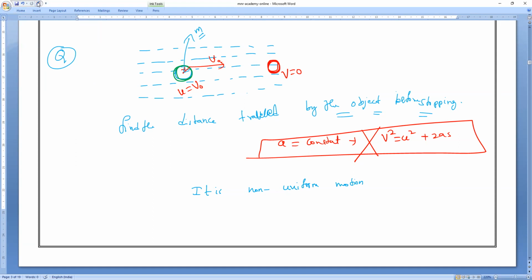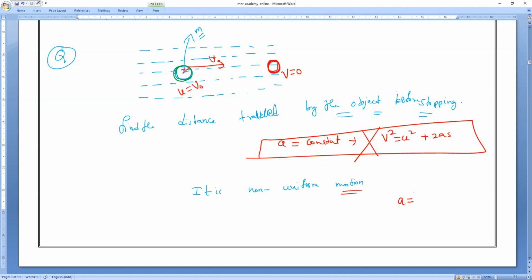There is a concept we can use. Mathematics: differentiation or integration? So we will use integration. How to use it, you can see. If it is non-uniform motion, there are two formulas for acceleration. Can anybody tell me the formula?